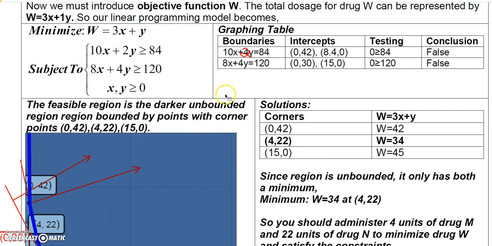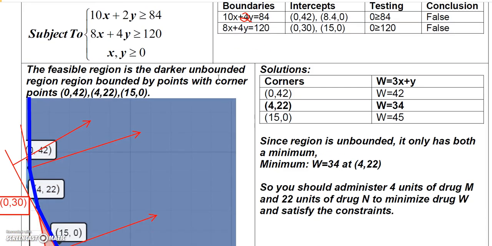So if you find where these two equations here intersect, you should get the point (4, 22). And you can check that if you want to. 10 times 4 is 40. 2 times 22 is 44. 40 plus 44 is 84. And then 4 and 22, 8 times 4 would be 32. 4 times 22 would be 88. 32 plus 88 is 120. So (4, 22) is the point in between.